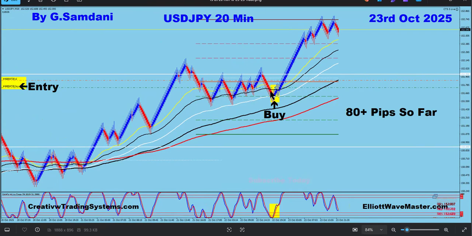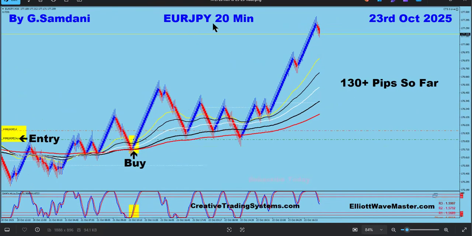USD yen, again from ranging here. After this, I had to trade from here, right? And then close here and then ranging, and then again went for another 80 pip to the upside. And then this is euro yen.